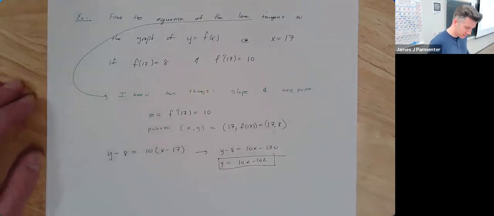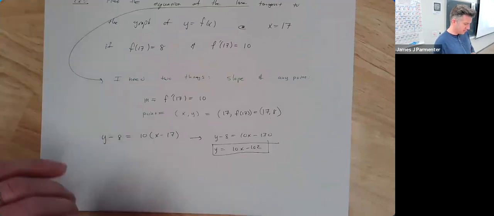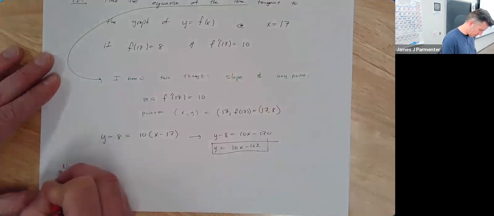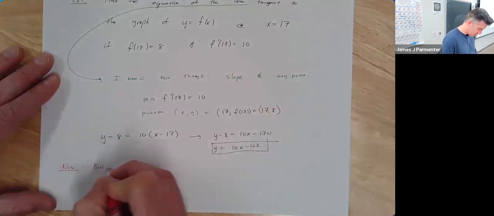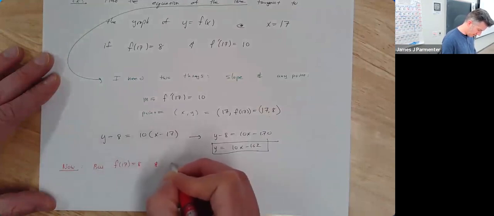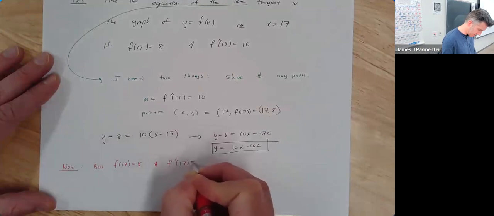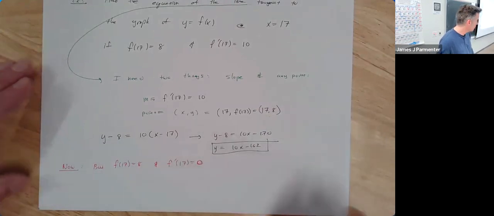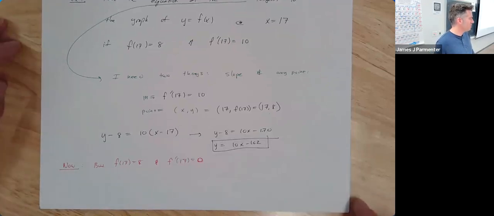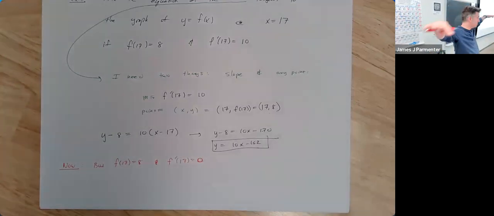What if we change this problem just slightly? What if instead of saying f prime of 17 was equal to 10, I said we have the same question, but f of 17 is still 8, and f prime of 17 is 0. 0 is very unexciting as a slope. Because if your slope is 0, what does it mean about your tangent line? What kind of orientation does it have? Yeah, exactly. If your slope is 0, your tangent line is horizontal, like the horizon.